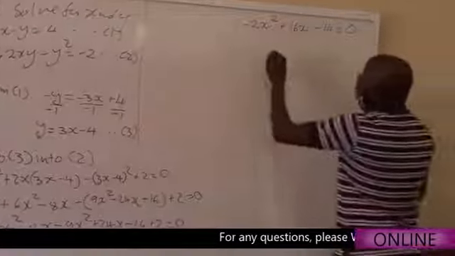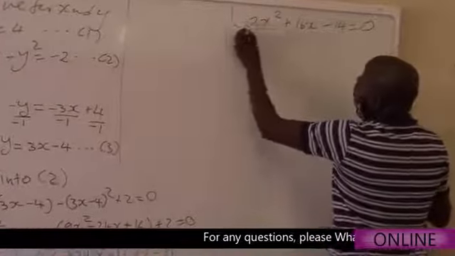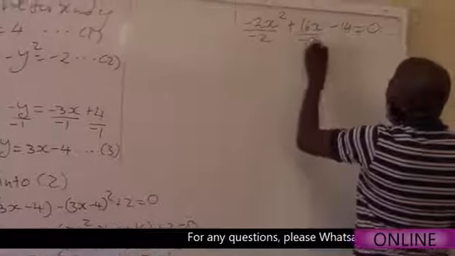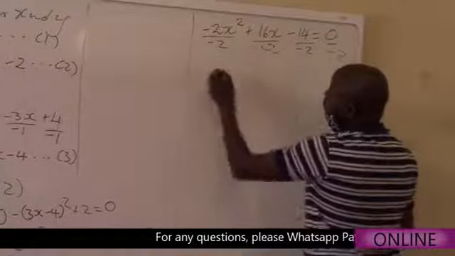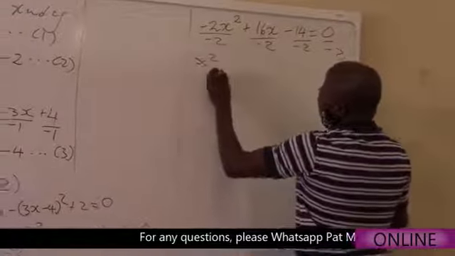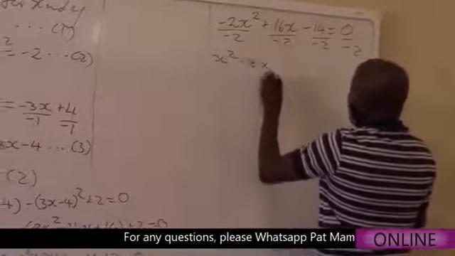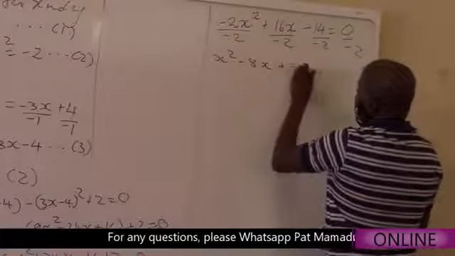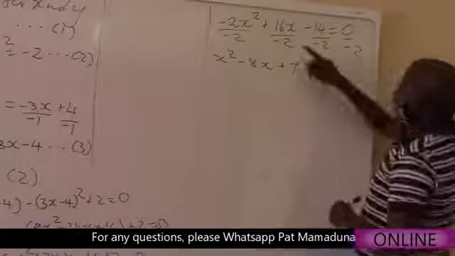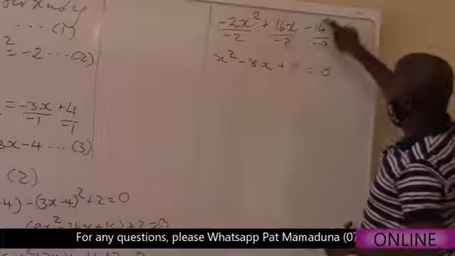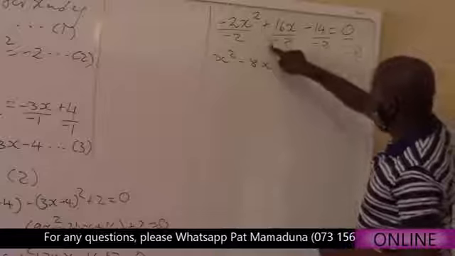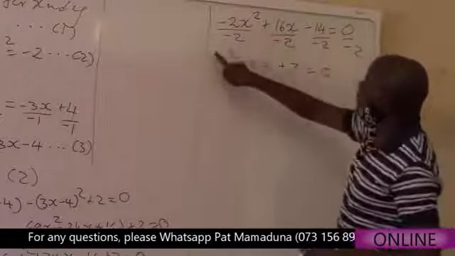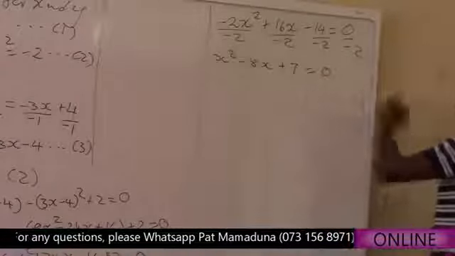So it means for us to work it out nicely, we can divide each and every term by negative 2. So we are going to have x squared minus 8x plus 7 is equal to 0, because 16 divided by 2 is 8, 14 divided by 2 is 7, and negative and negative is positive, positive and negative is negative, negative and negative is positive there. So that is what we are having.